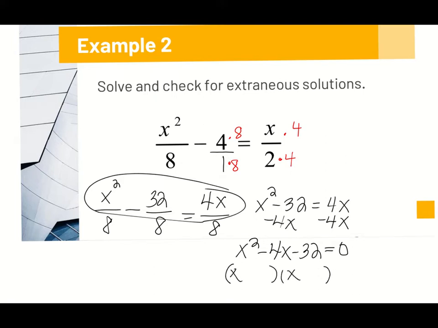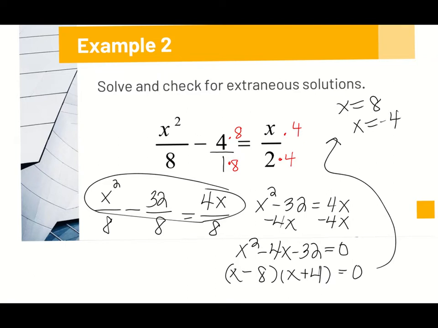And I'm adding to negative 4, multiplying to 32. So I've got 1 and 32, 2 and 16, 4 and 8. So I'm going to use 8 and 4. And since 4 is negative, 8 is going to be negative, the bigger number. So I have x minus 8 and x plus 4. So my two solutions then are going to be x equals 8 and x equals negative 4.